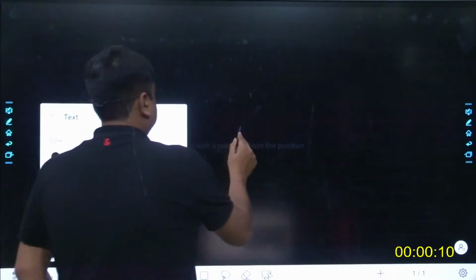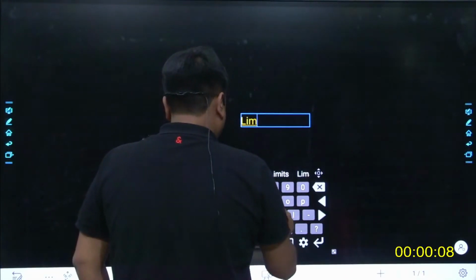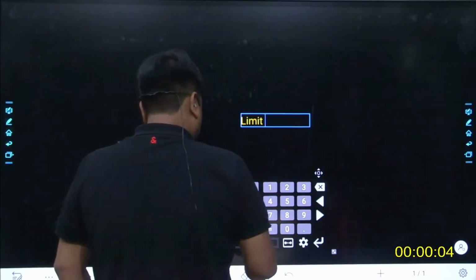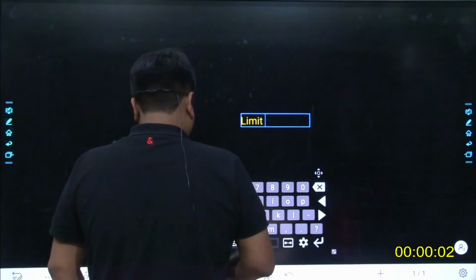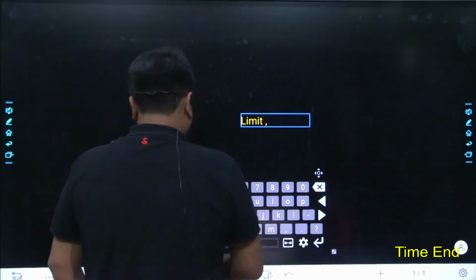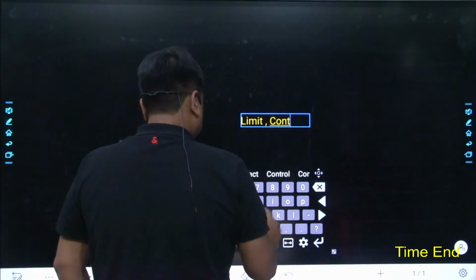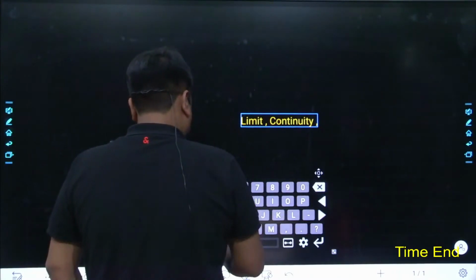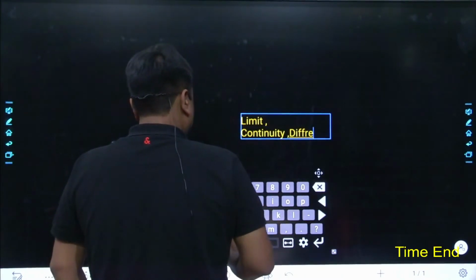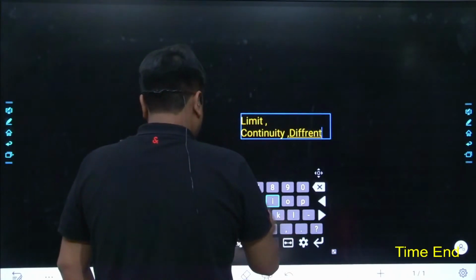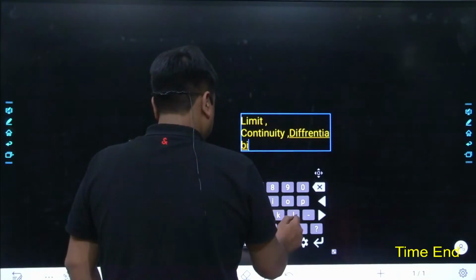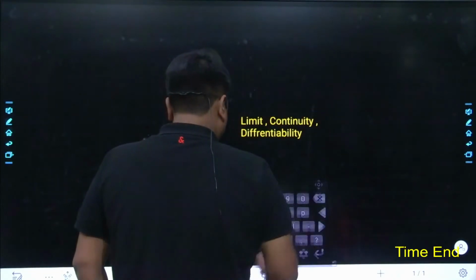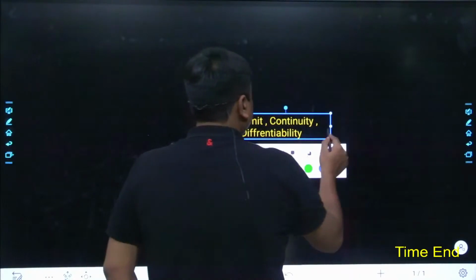here I am going to discuss the existence of limit. I would be focusing on the limit first. Once we are done with the limit, we will also be discussing continuity, and the last is differentiability. These are the important concepts we are going to learn in today's class.